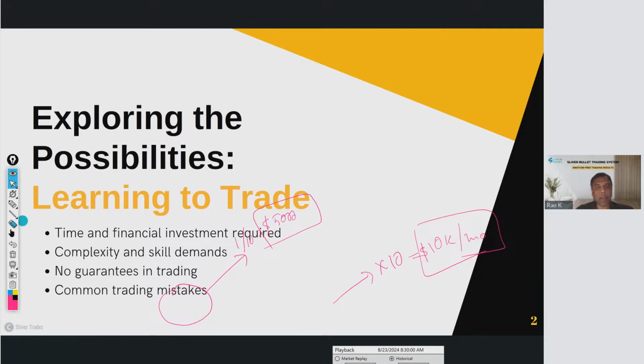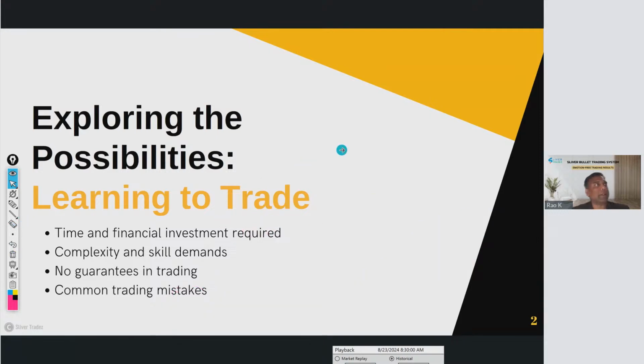Now let's look at trading and explore the possibilities here. First, you have to learn trading. To learn, you need to make a time and financial investment. You need to put in time. You need to take trades. You need to see which trade is successful and which trade has made you a loss. And the financial investment, even if it is not too big, will be a few $1,000s, close to $5,000.